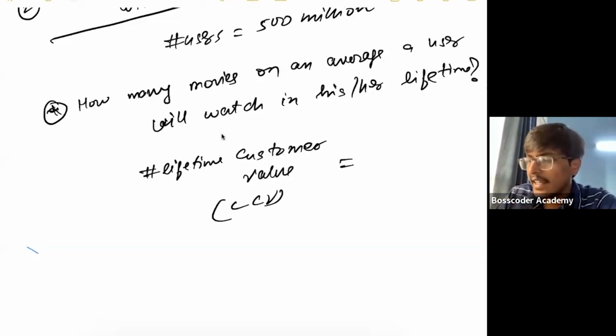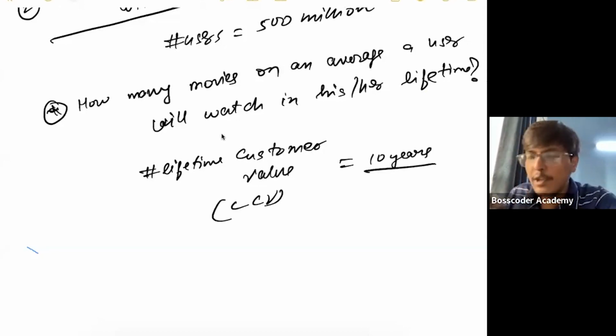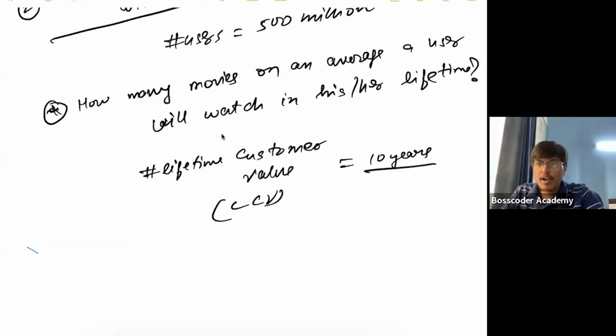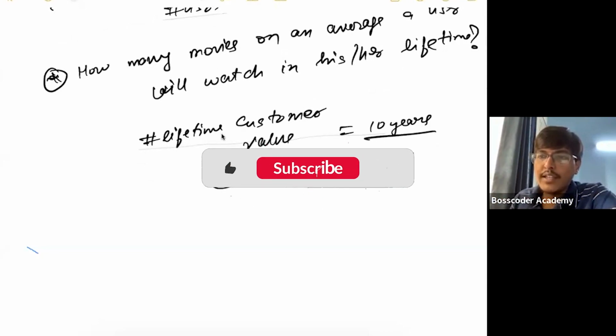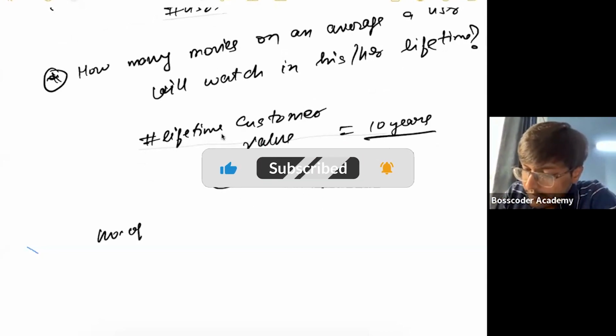What do you think? Can I say 10 years? That people usually stay on Netflix for 10 years, right? It can be higher as well. It can be 20 years as well. On an average, let's say 10 years, people are watching. Some people might just watch for 1 year and then leave. Some people might watch it for 10 years, 20 years, 30 years. So on an average, we can say 10 years is the lifetime value. What do you think? How many movies people will be watching in a month on an average?